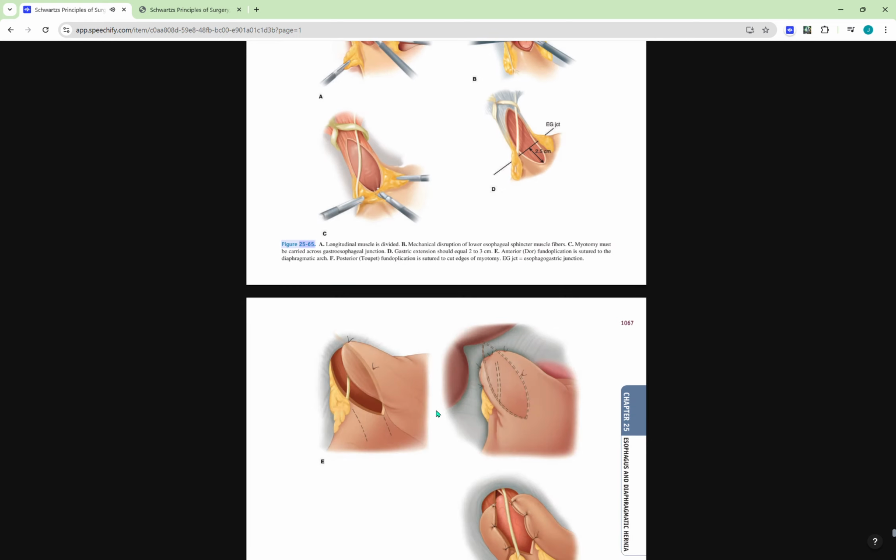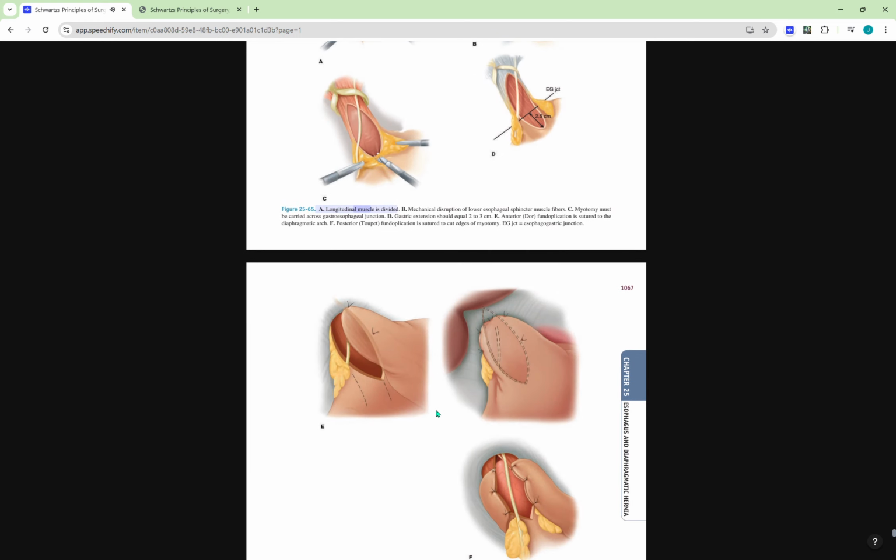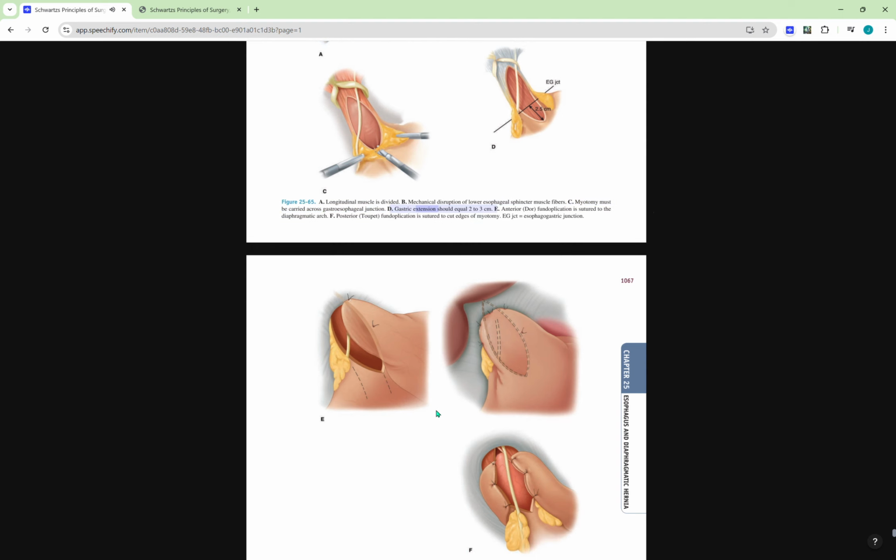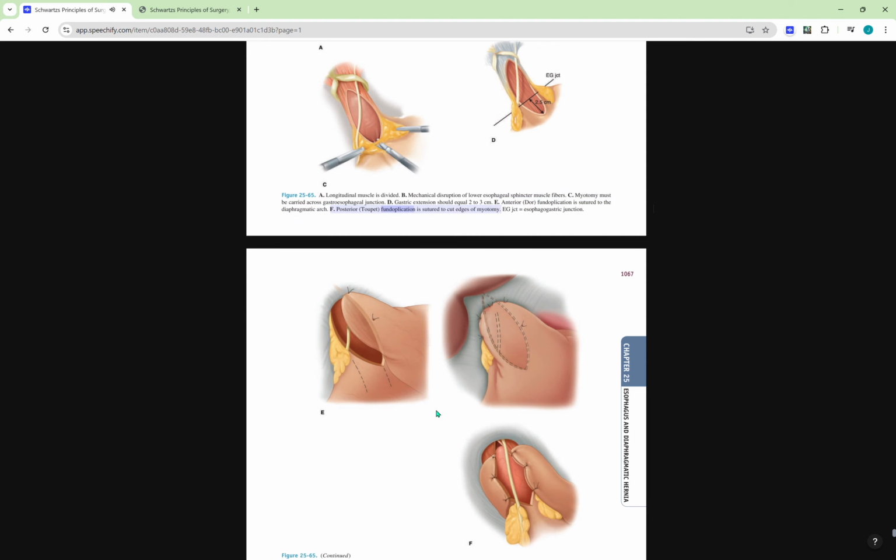Figure 25-65. A. Longitudinal muscle is divided. B. Mechanical disruption of lower esophageal sphincter muscle fibers. C. Myotomy must be carried across the gastroesophageal junction. D. Gastric extension should equal 2 to 3 centimeters. E. Anterior fundoplication is sutured to the diaphragmatic arch. F. Posterior fundoplication is sutured to cut edges of myotomy. EGJ equals esophagogastric junction.